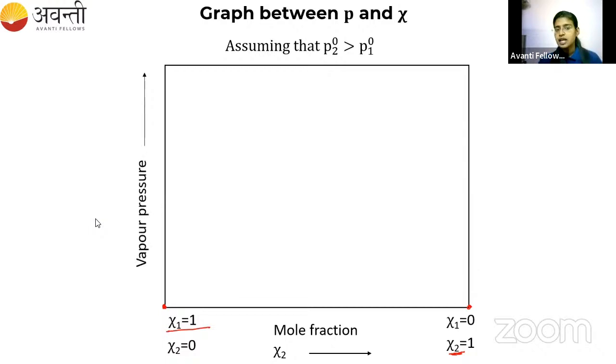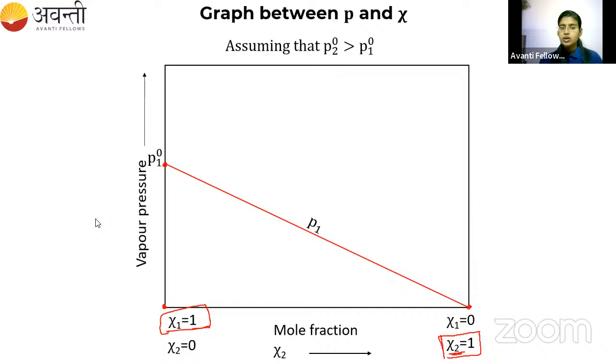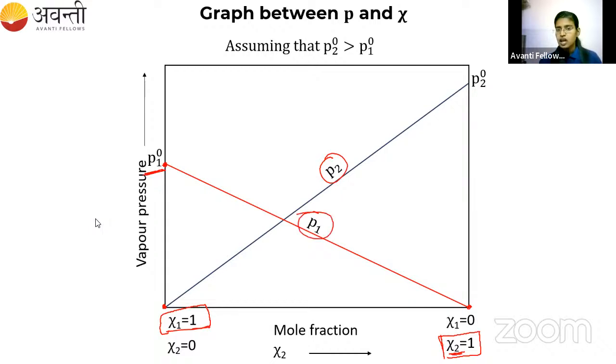So the y-axis is taken as the pressure and the x-axis is taken as the mole fraction. If I connect P1 naught here, this point is actually P1 naught, where I have only pure component 1, and here I have only component 2, so I will have only P2 naught. If I connect this line, it will give me P2, and if I connect this, it will give me P1. And if I connect P1 naught and P2 naught, that will give me the total pressure, which is nothing but P1 plus P2.